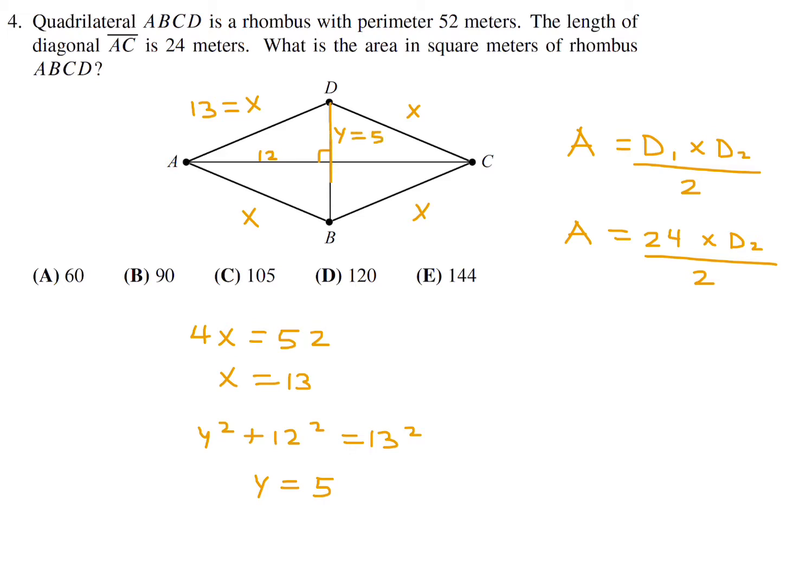So that second diagonal is from there to there. So that would be 5 and 5, which is 10. So you'd have 24 times 10 over 2, and that is 120. So number 4, the answer is D.